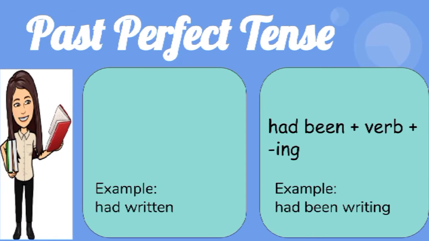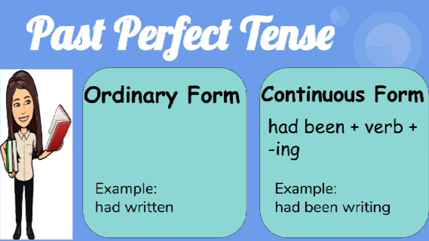It is usually formed using the following structure: ordinary form and continuous form. For ordinary form, we have had plus the past participle. Example, had written. And for the continuous form, had been plus verb plus ing. Example, had been writing.